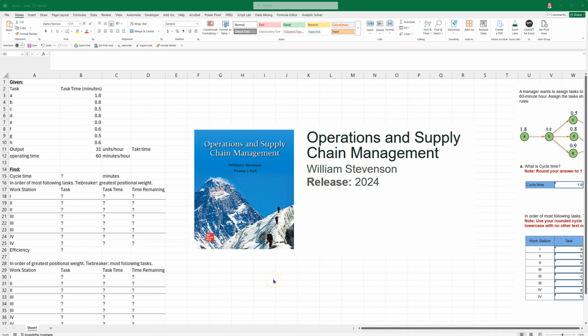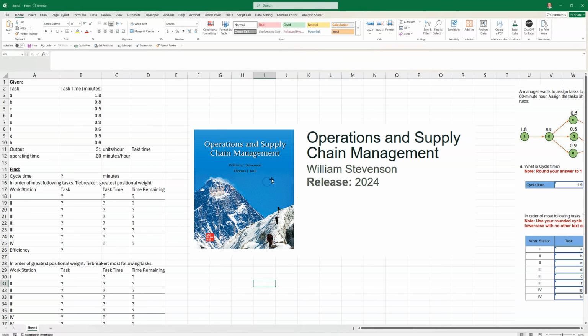Okay, I have this problem. A student had a question on this problem in my production and operations class. I took this problem from Operations and Supply Chain Management by Stevenson, 2024 release.